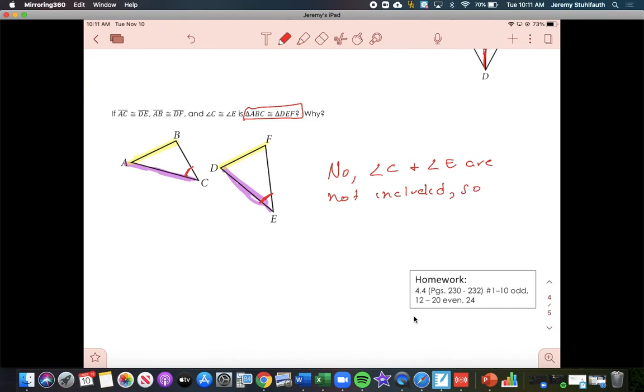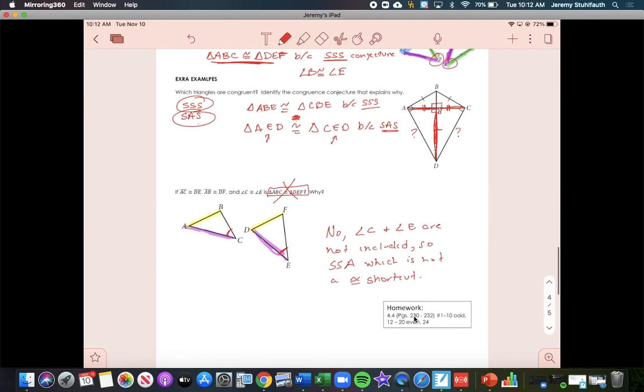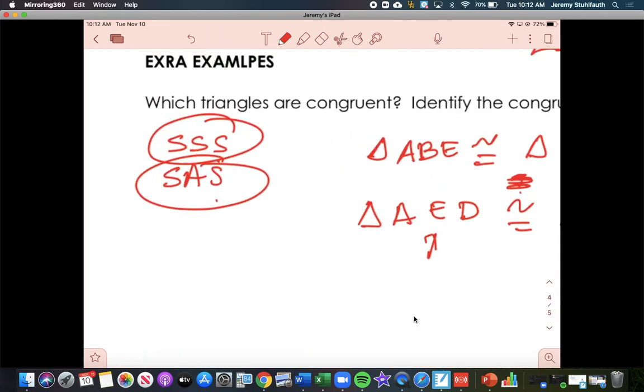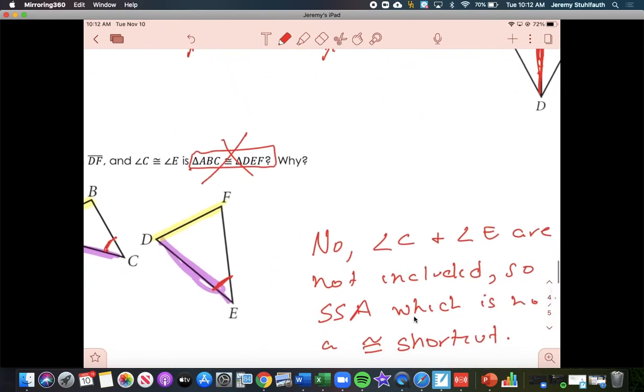So this is an example of side-side-angle, which is not a congruence shortcut. So therefore we are not allowed to say that these two triangles are congruent. No. All right. So that is how you can use these two and not use this third shortcut to be able to prove that triangles are congruent.